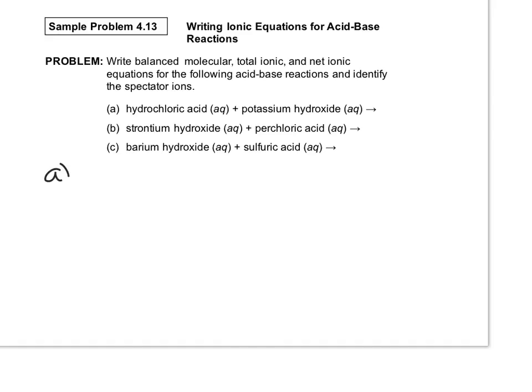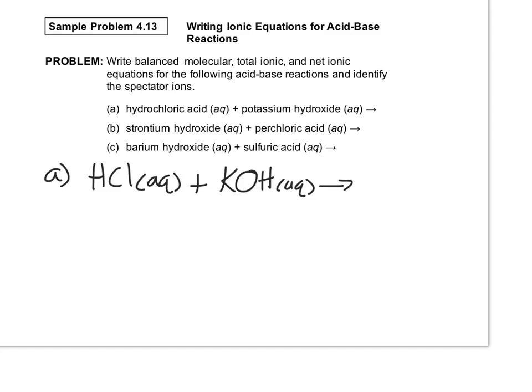So A part says that we have hydrochloric acid. Remember, that's HCl. Now, if you're confused on some of these acids and their formulas, remember, look in Table 4.2 on page 159. (aq) plus potassium hydroxide, KOH, right? Potassium hydroxide, and that's (aq). So that's my base, and that's going to yield.